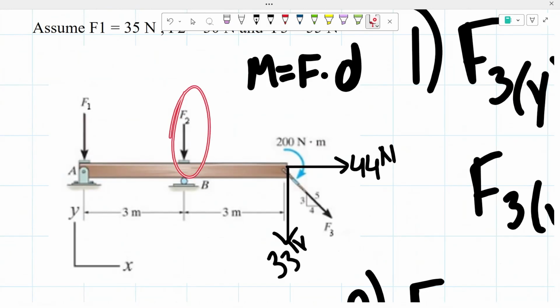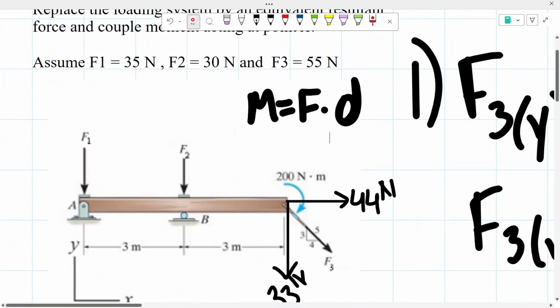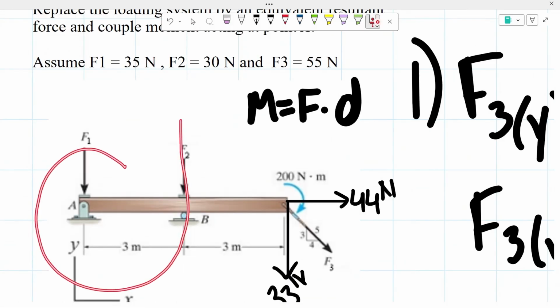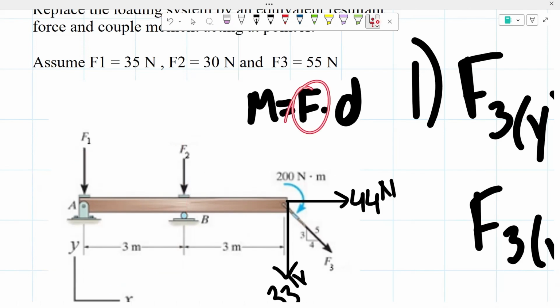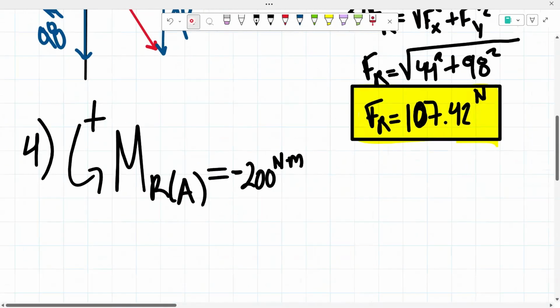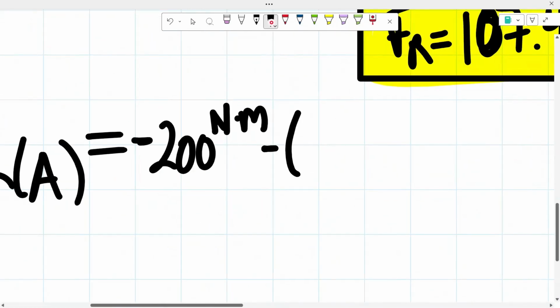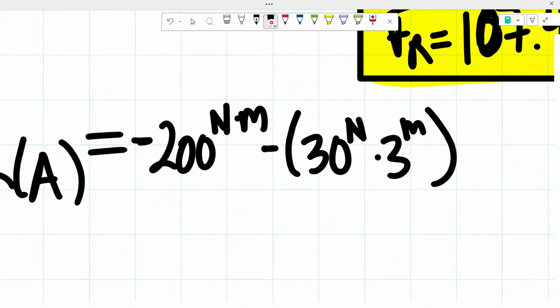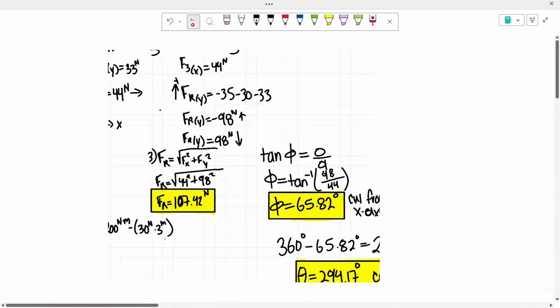From there, we have our force 2. That is going to be creating a moment. It would be creating a clockwise moment, meaning it's going to be a negative moment. Our force is 30 newtons, and our distance is going to be this 3 meters right here. So let's write that out. Remember, negative moment, so a negative 30 newtons times 3 meters.